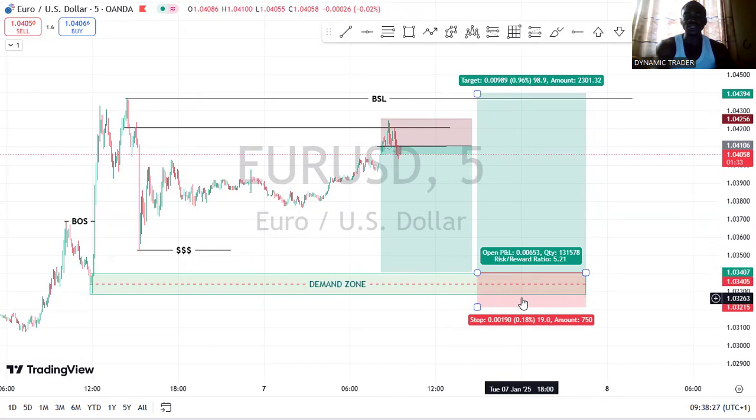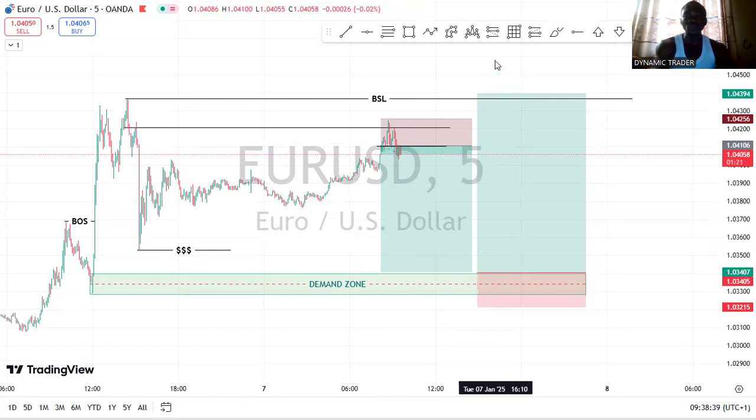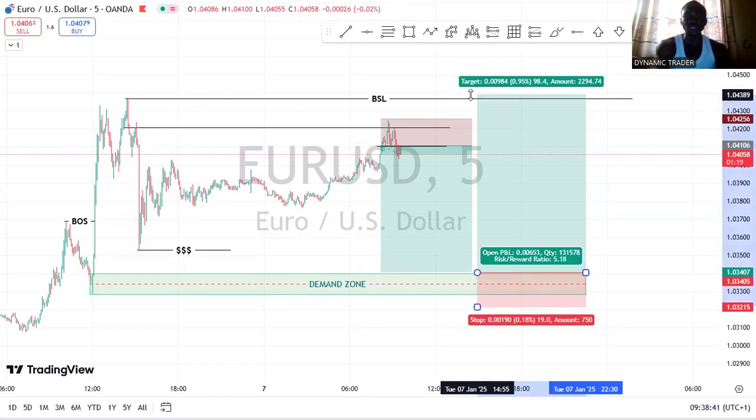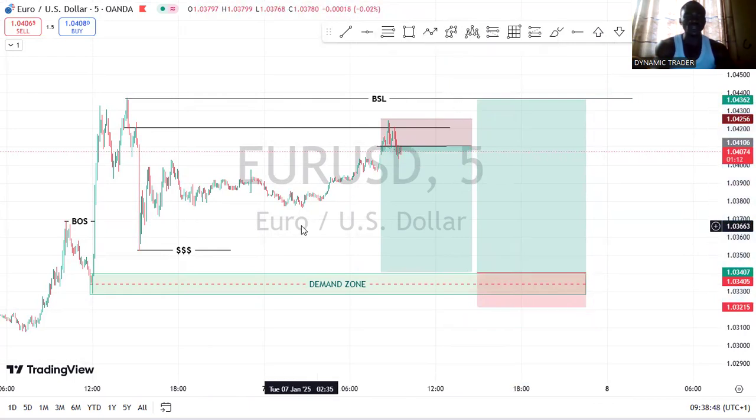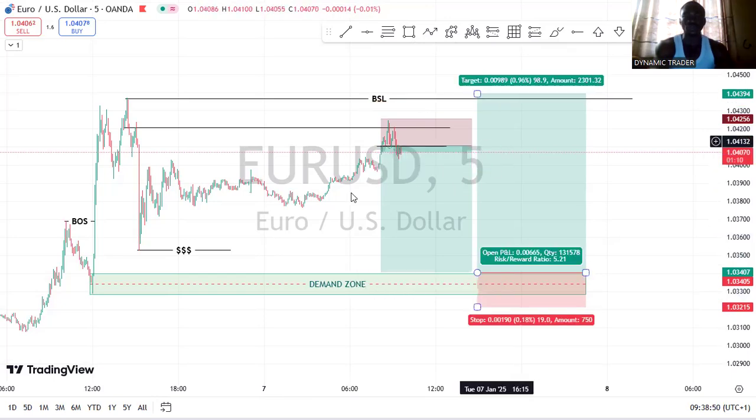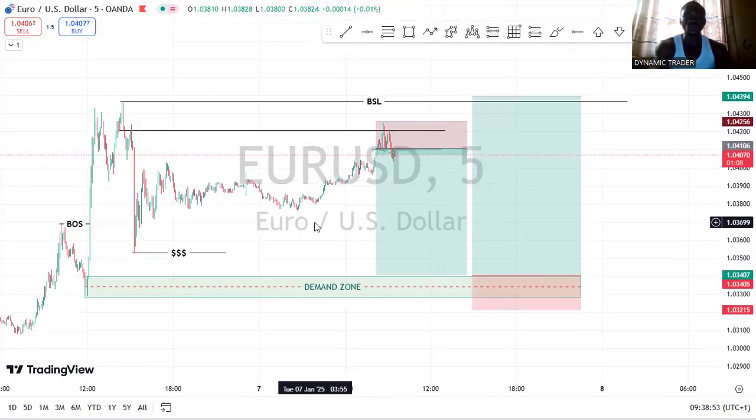I'm just risking 19 pips. I'm targeting 98.9 pips. So this is clearly 1:5.4. But if I bring it back to where I'm targeting, I'm targeting that the market should break there. So even if it's here, it's 1:9.5. But I left it there because I know the market is going to break it. So this is clearly what I see on EUR/USD today, being the 7th day of January.